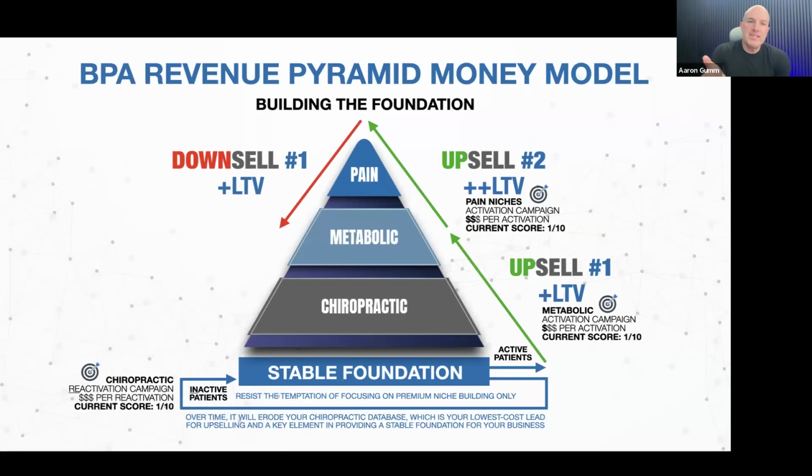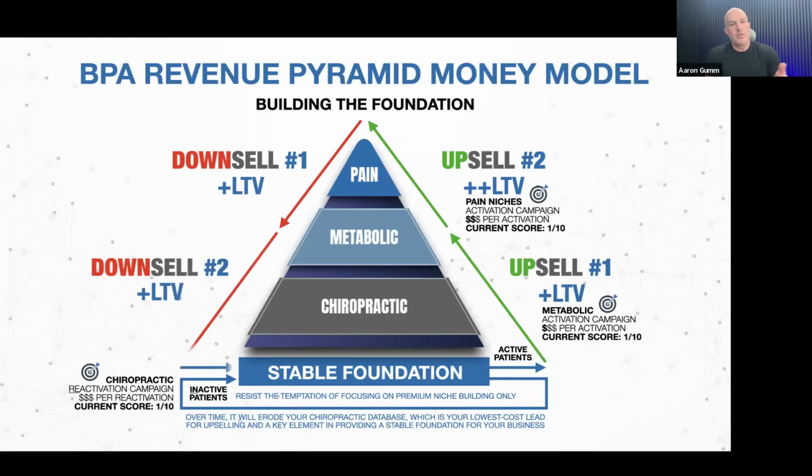Remember, the knee pain patient has weight loss issues. The weight loss patient has gut health issues. And every pain niche like neuropathy or decompression or knee pain, plantar fasciitis, all those patients need chiropractic as well. So it's this pyramid that you follow, the BPA revenue pyramid. That's a system. This is a standard of care.